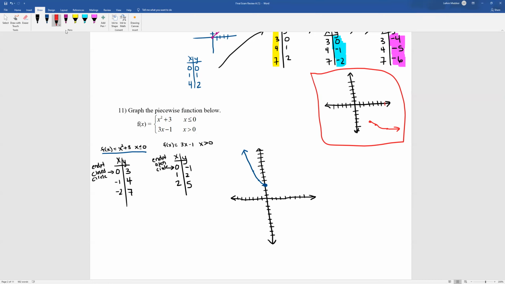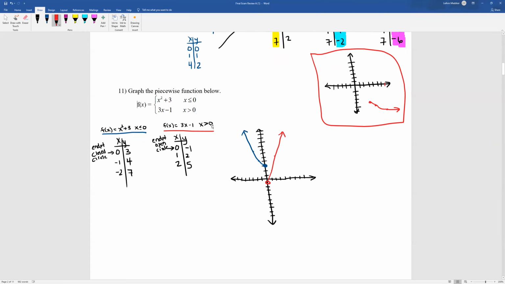For the other side, I'm going to do that one in red. So we have 0, negative 1, which is an open circle. So notice I'm leaving that as an open circle. We have 1, 2, which is just a point, and 2, 5. And this side is a linear equation. And it does also go on forever because we can keep picking any x greater than 0.